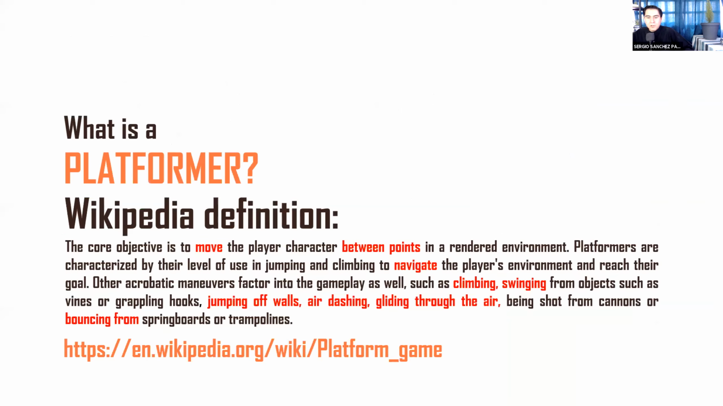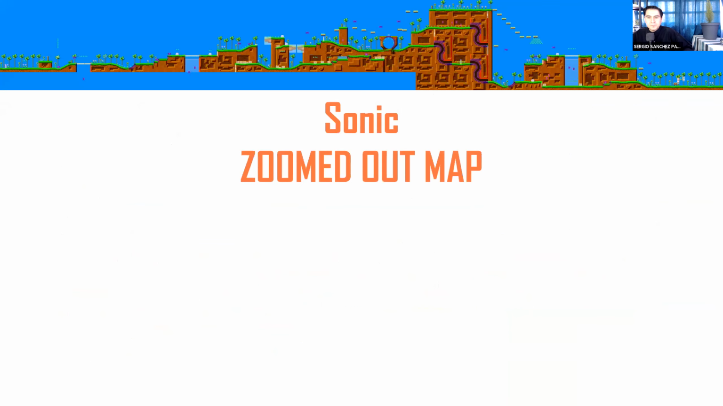According to Wikipedia, the core objective is to move the player character between points in a rendered environment. Platformers are characterized by their use of jumping and climbing to navigate the player's environment and reach their goal. Other acrobatic maneuvers factor into the gameplay as well, such as swinging from objects such as vines or grappling hooks, jumping off walls, air dashing, gliding through the air, being shot from cannons, or bouncing from springboards or trampolines.